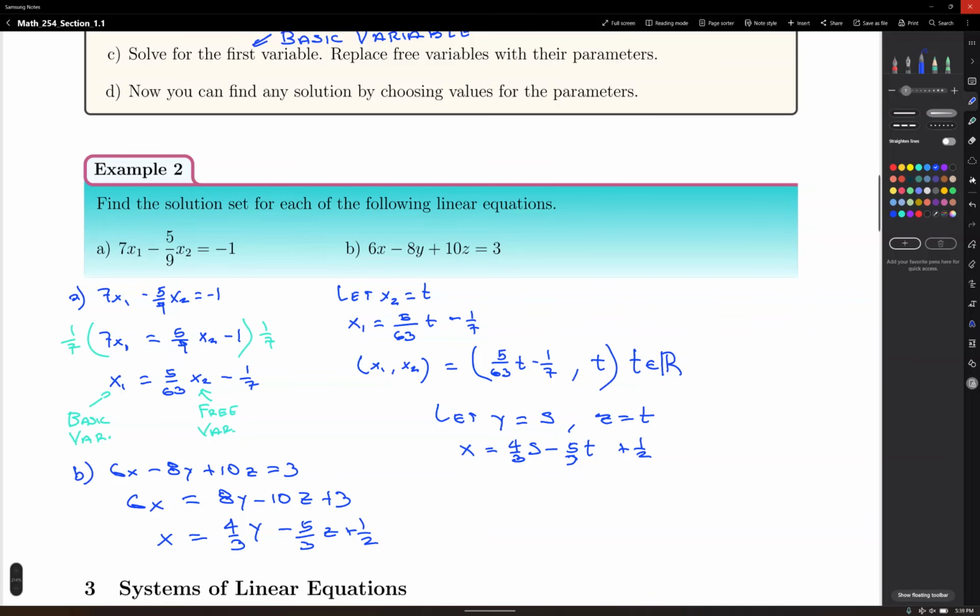Sometimes my s's look like 5s, or vice versa, v's like x's. So if something is not clear, feel free to raise your hand and let me know, okay? So that being said, as an ordered triple, x, y, z equals, okay, what's x? x is in terms of s and t.